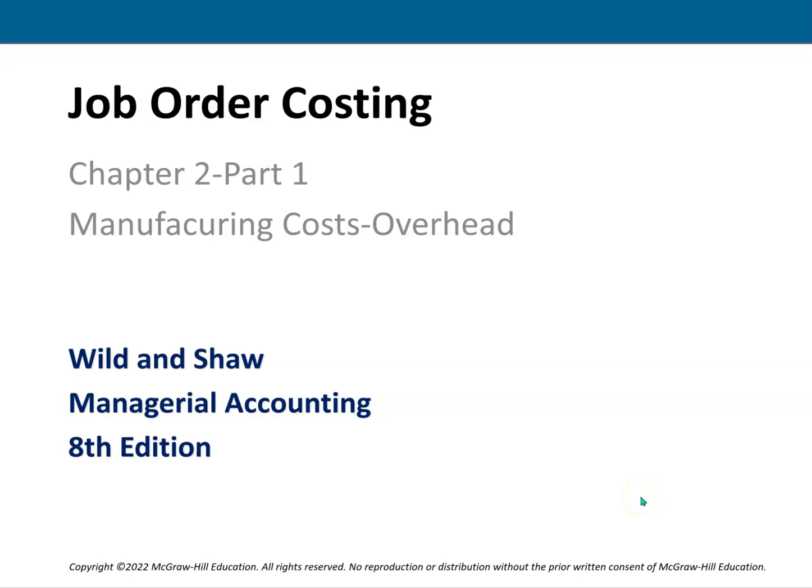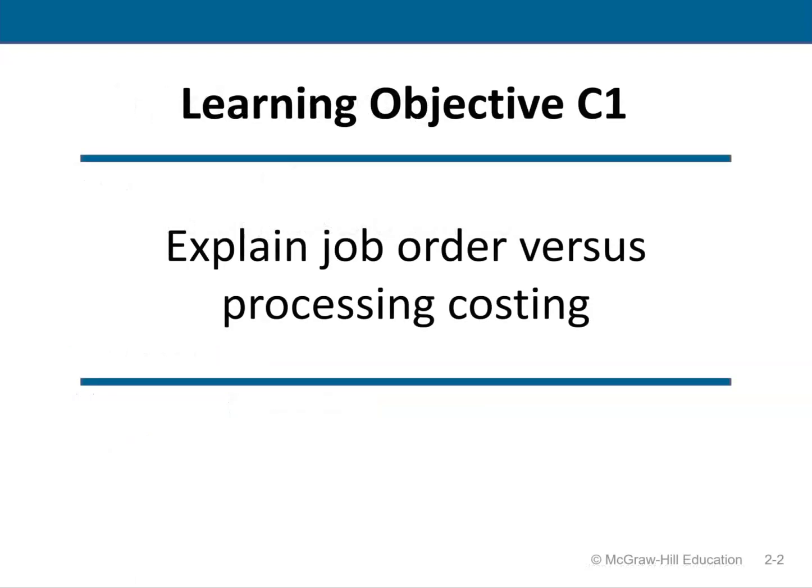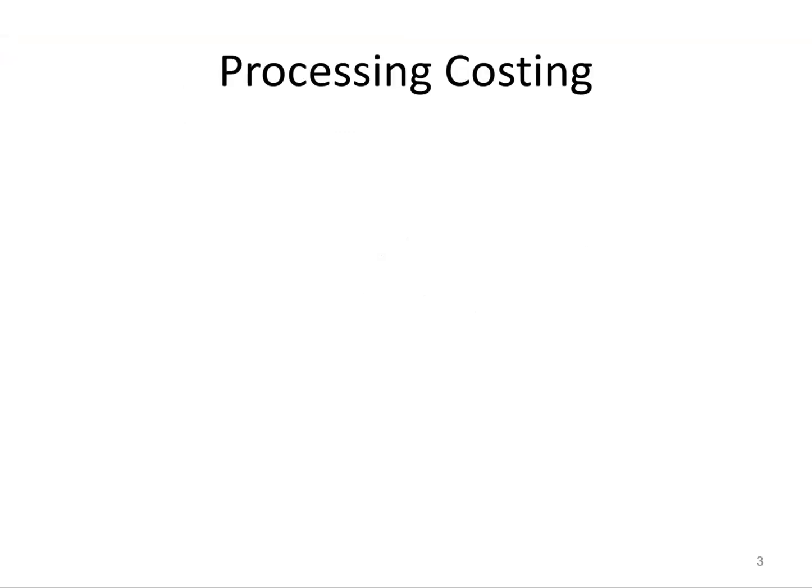Now we're going to start Chapter 2, Part 1, and we're going to go over job order costing. Our particular focus in this part is going to be overhead. So let's look at the difference between job order versus process costing.